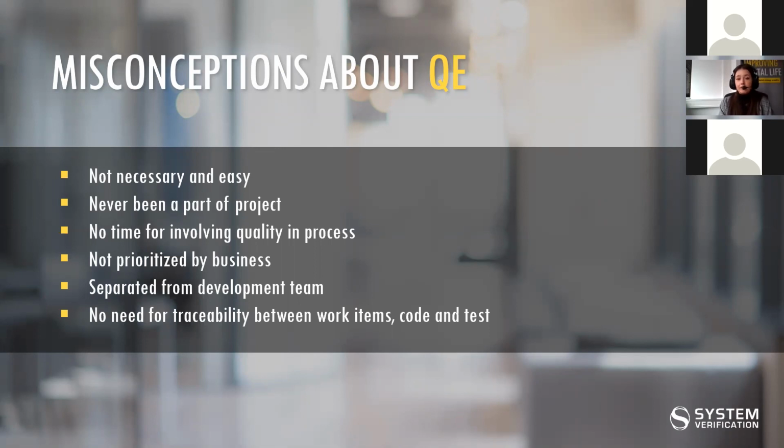It is separated from the development team, and there is no need to create this traceability from the idea, the initial requirements, to the code, to the validation of it, and no reason to create some sort of transparency on it. As we mentioned, quality engineering should be a part of the whole process.